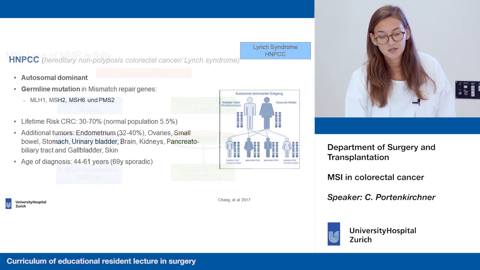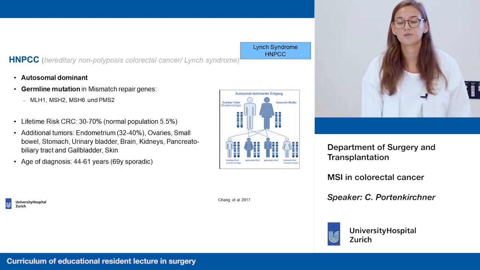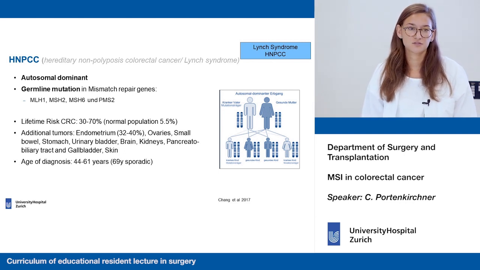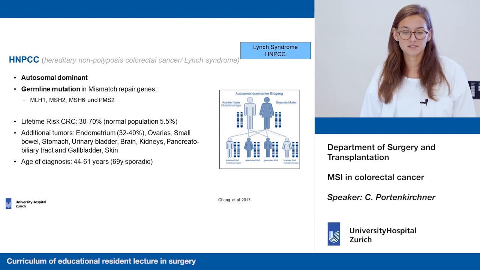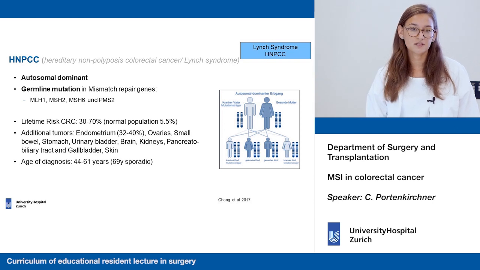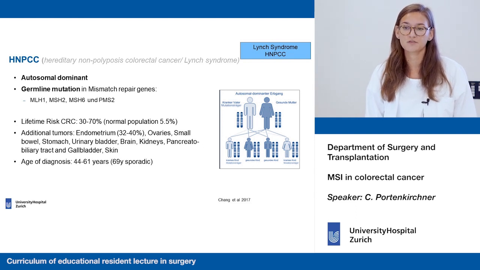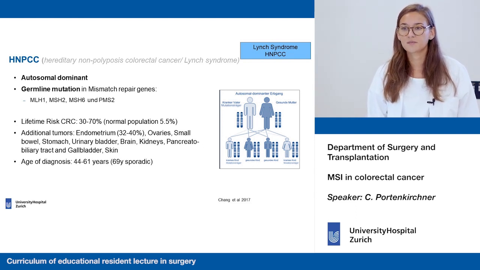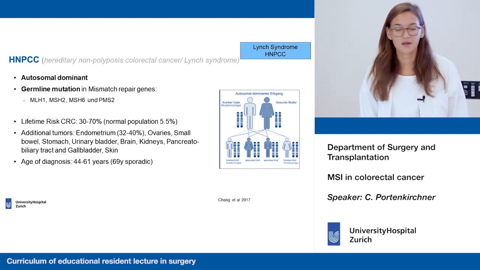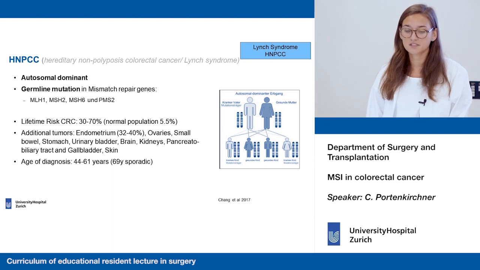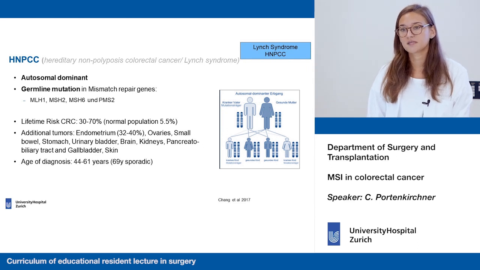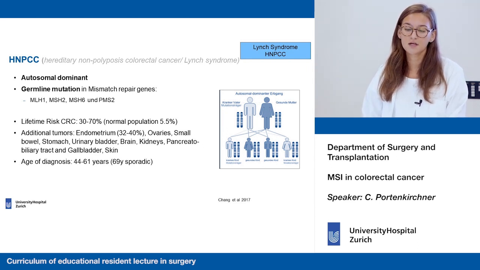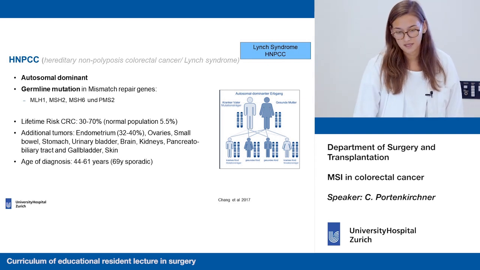We will have a look now at the germline mutation, HNPCC, and then at the epigenetic inactivation of the mismatch repair genes. So HNPCC is hereditary non-polyposis colorectal cancer, also known as Lynch syndrome. It's an autosomal dominant disease. It's a germline mutation, as we already had, in the mismatch repair genes. The lifetime risk for getting colorectal cancer is up to 70% in these patients, whereas the normal population has a risk of 5.5%. These patients also develop additional tumors: the endometrium is involved, ovaries, small bowel, pancreatic biliary tract, gallbladder, skin. Patients with HNPCC tend to be 20 years younger than patients developing a sporadic colorectal cancer.